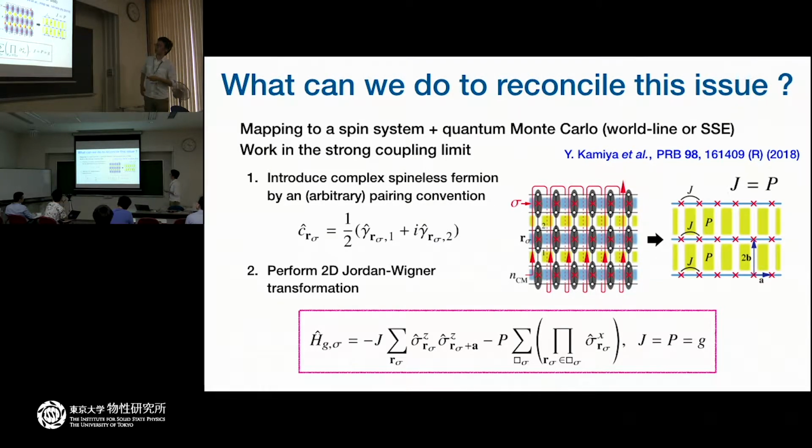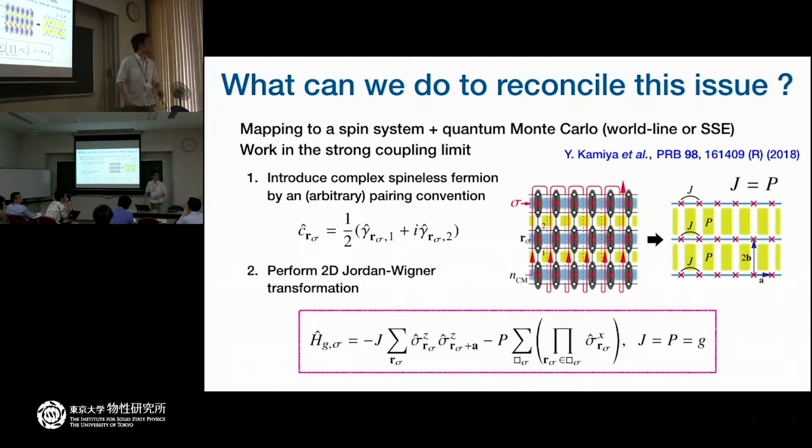This is the Hamiltonian. The Ising interaction is only along the horizontal direction, and for each bracket we have a four-spin term of Sx. Because of the sign that I have chosen, there's no sign problem when we apply quantum Monte Carlo simulation.